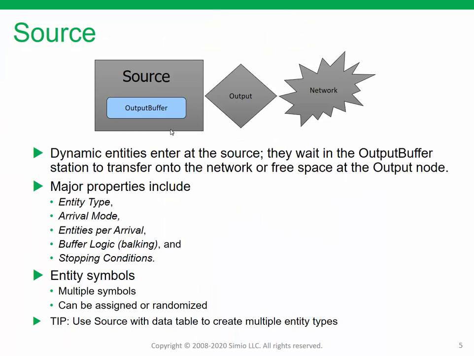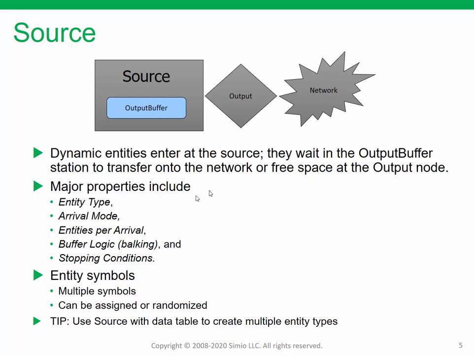Okay, so on to the source object. Note that in this video I'm going to go through the basic properties and behavior of the source object, but we're not going to actually build it or use the source object in Simio. We're going to do that in the next video after we introduce the sink object, so we'll do a little bit of model building. The source object is used to create dynamic entities. Dynamic entities enter at the source, they wait in the output buffer of the source object, and then transfer through the output node either onto the network or into free space.